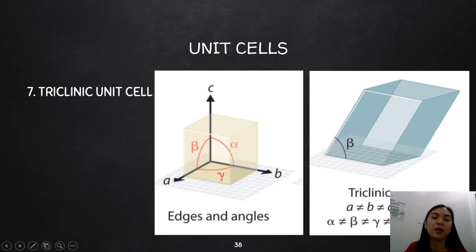And lastly, we have your triclinic unit cell. So as represented by this figure on the right side of your screen, you have your side A is not equal to your side B, is also not equal to your side C, and all of the angles are not equal to 90 degrees. So yun lang naman po yung triclinic, wala pong equal na edges or angles. Okay?